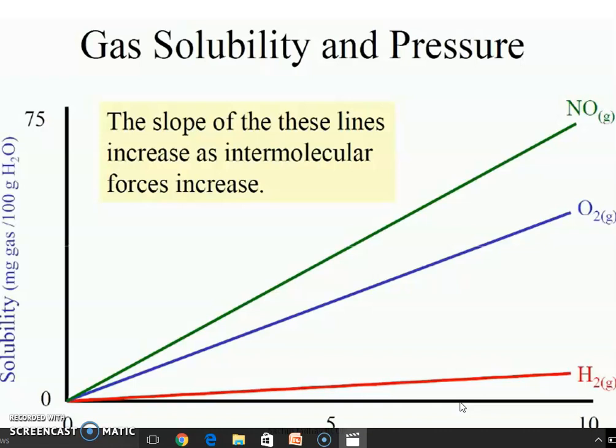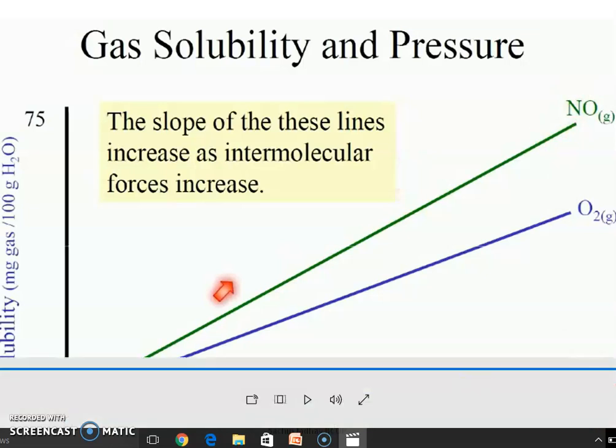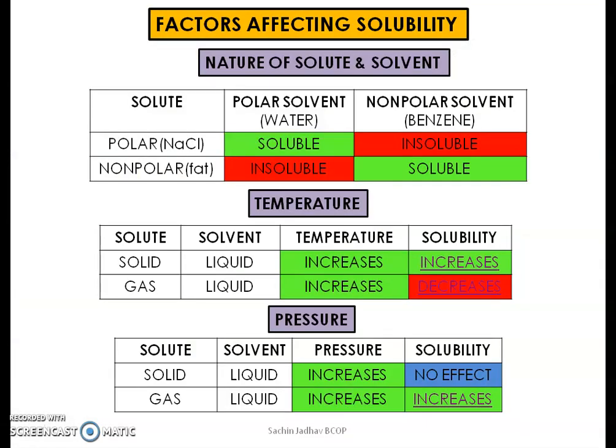In this graph we can see that for the various gases, the solubility with increasing temperature and increasing pressure may vary. Nitrous oxide readily solubilizes, oxygen is less soluble than that, and hydrogen, even if we increase pressure, will not get solubilized much. So depending upon the gas, the solubility changes with pressure. But definitely when gas is added to liquid and pressure is increased, its solubility increases.